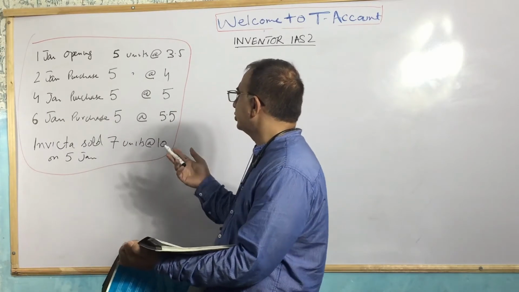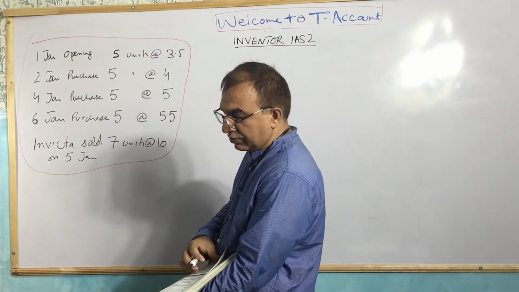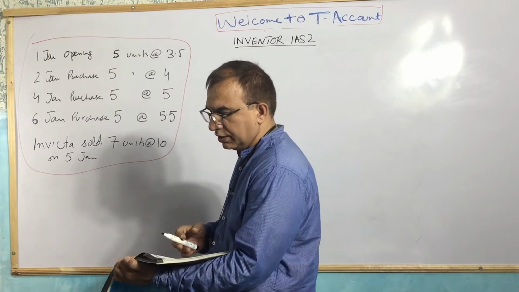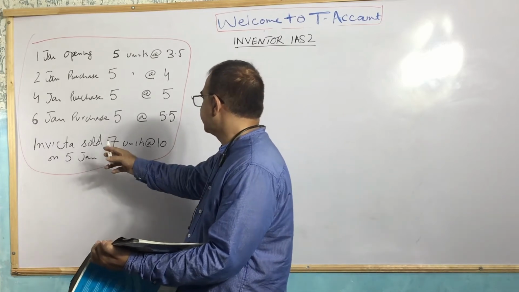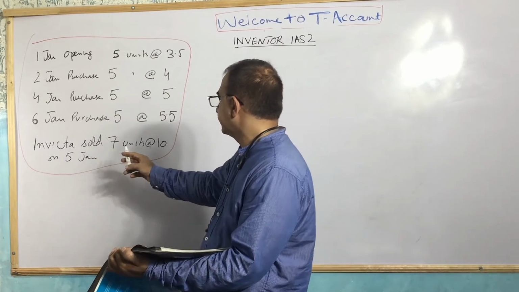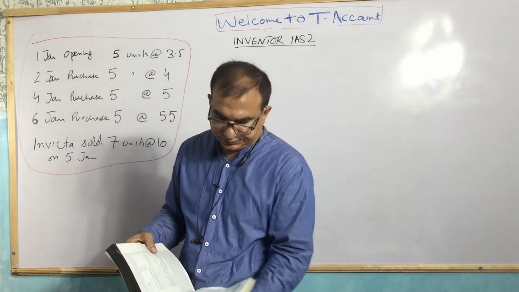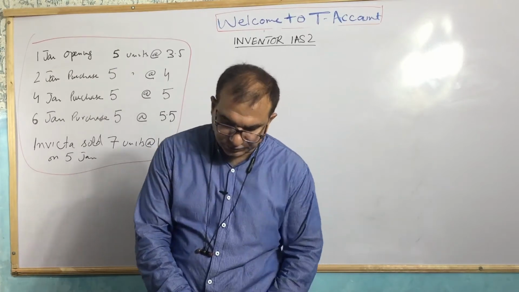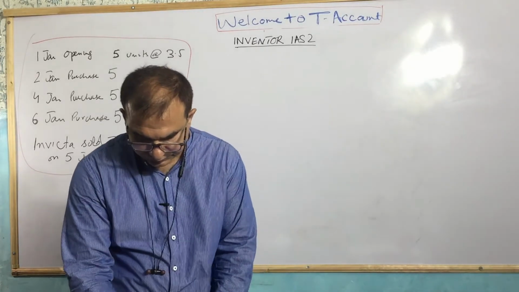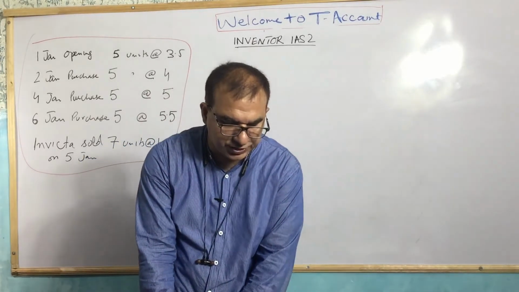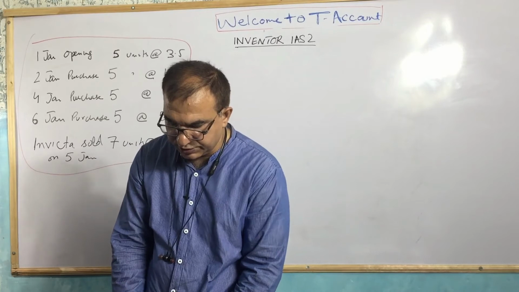they are also giving information for sales, but for the cost calculation and valuation of stock using these methods, we don't need that information about their sales. But they are saying Invicta sold 7 units at $10 per unit on 5th January. We need it for the profit and loss account. They are asking for that statement in the second part. So we'll go through this example very quickly to understand different methods.